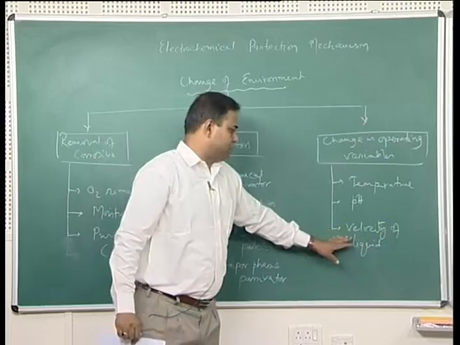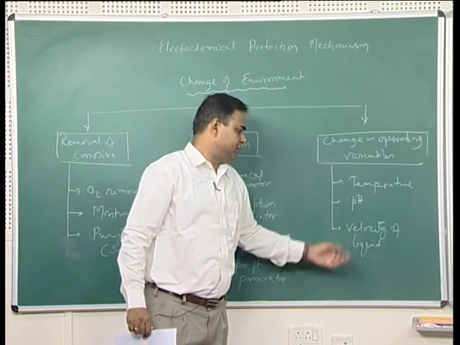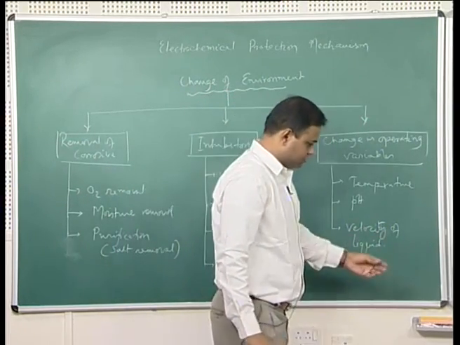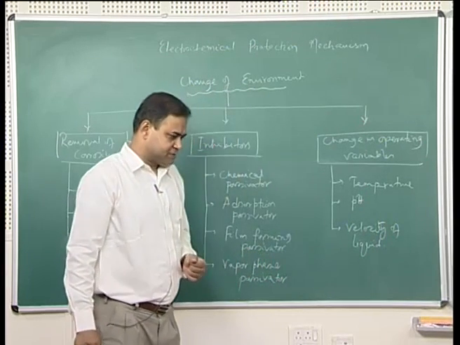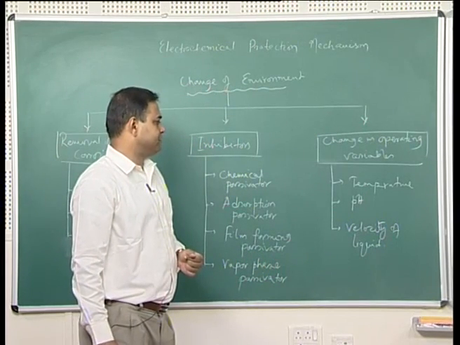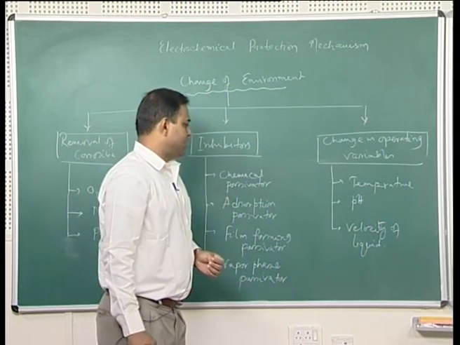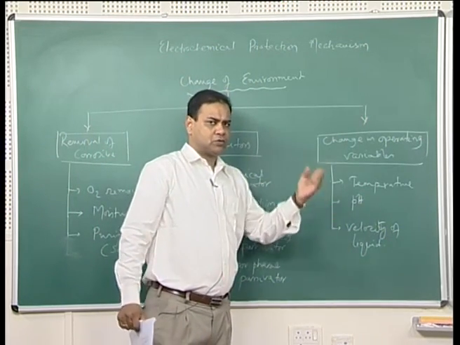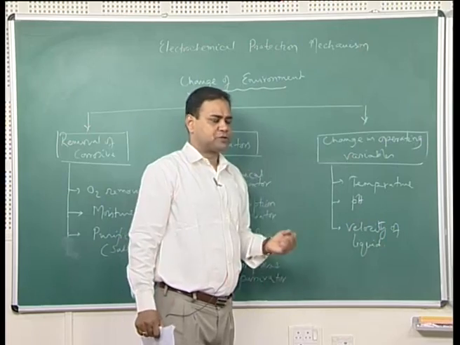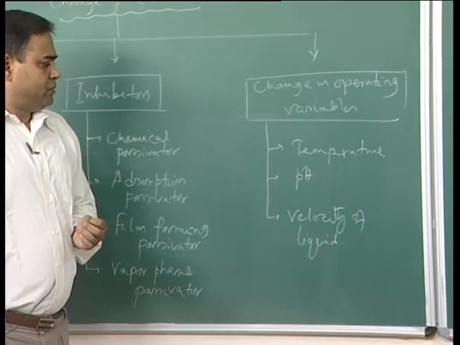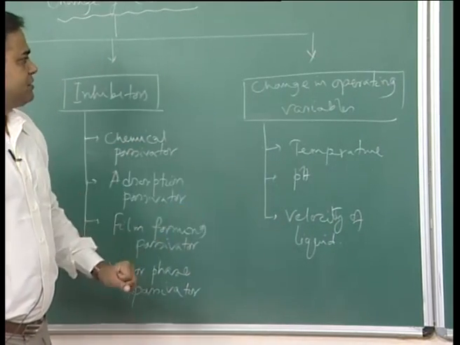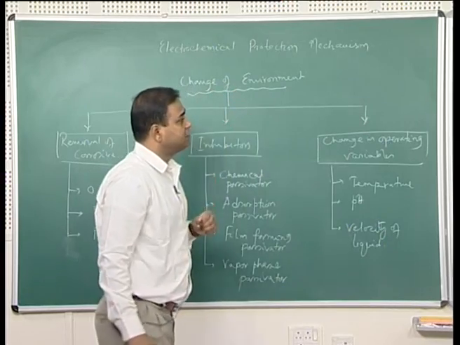We have also seen from mixed potential theory that if we increase the velocity, generally the corrosion rate increases, but in case of active-passive metal, after some critical velocity the corrosion rate suddenly drops. Now, these are the three ways. So, this is a change of environment.